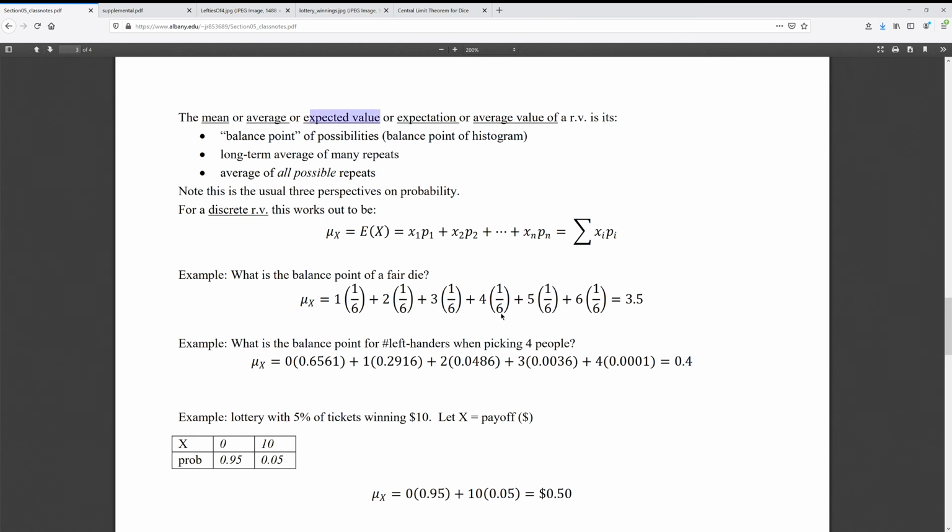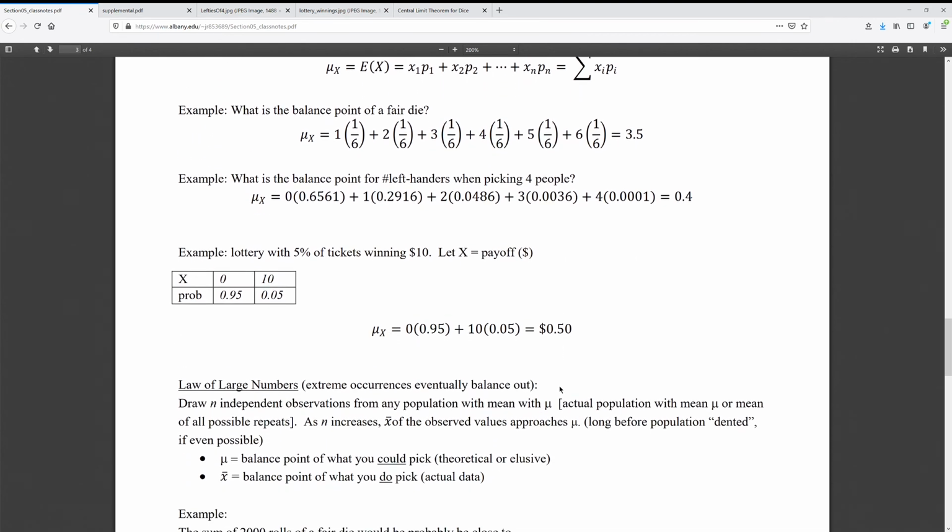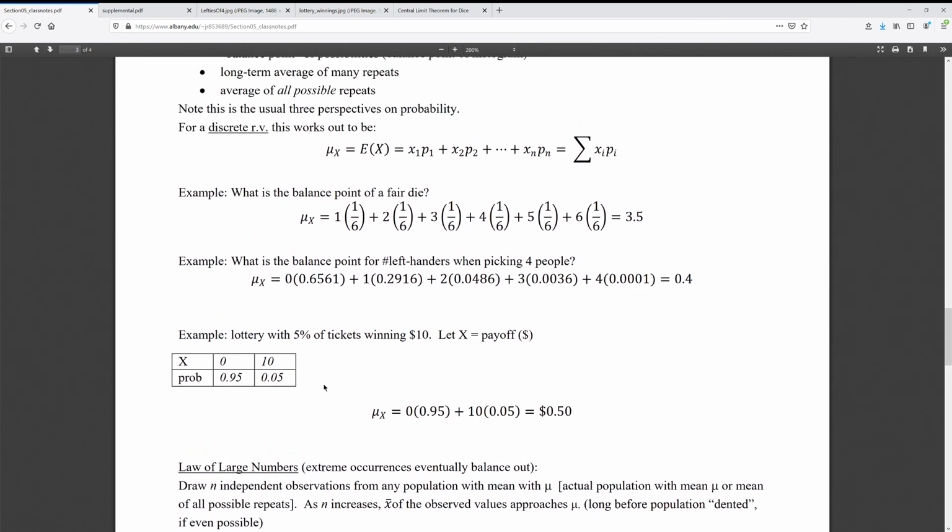I just want to clarify that, right? A die can't land 3.5. You can't get 0.4 left-handed people. No lottery ticket is worth 50 cents. We're talking about the long-term average of many repeats.